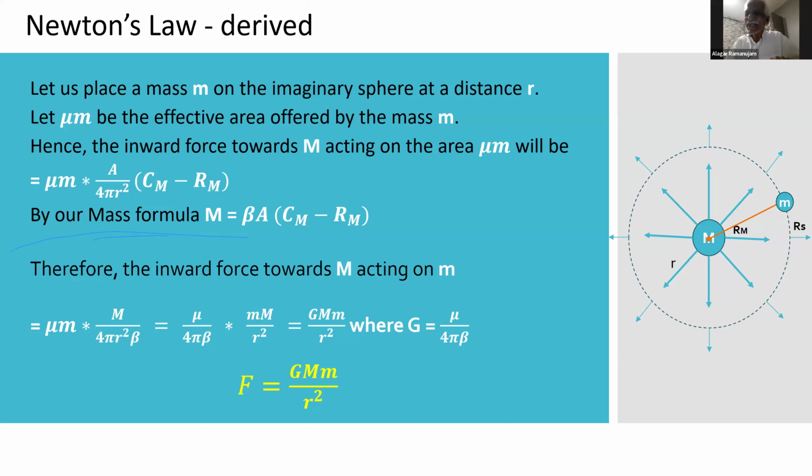Is there any situation where this G is other than the value that we have globally accepted, that is 6.7 into 10 power minus 11? Yeah, your question is very nice. You will be getting a Nobel Prize, I'm telling now, provided you do this experiment.